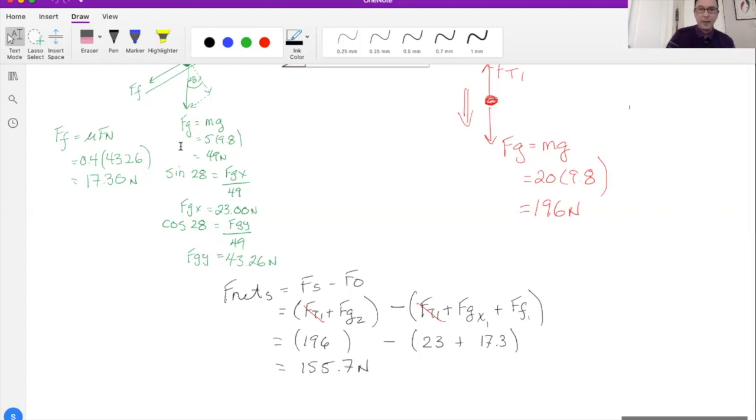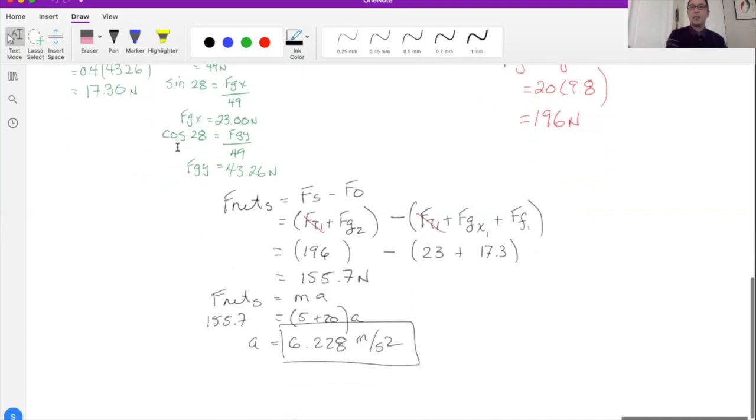And then to find the acceleration of the system, same thing, F net for the system is equal to mass times acceleration. Except there are two objects. There's a 5 kilogram object and a 20 kilogram object with a total mass of 25 kilograms. So I'm going to divide 155.7 by 25 and I get 6.228 meters per second squared. And that's one of the answers we were asked to find, the acceleration of the system.